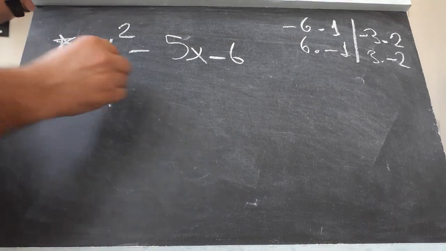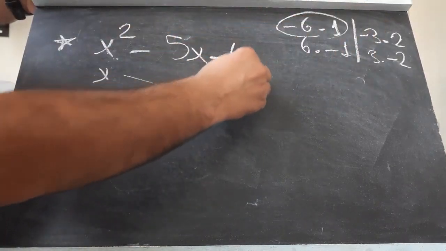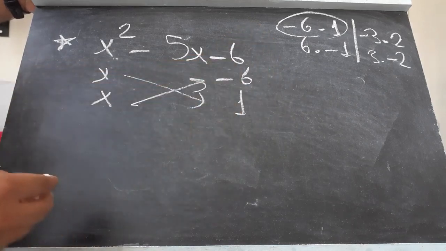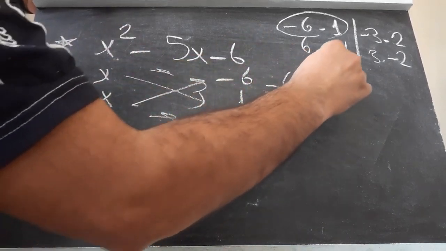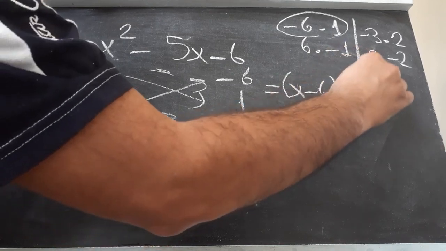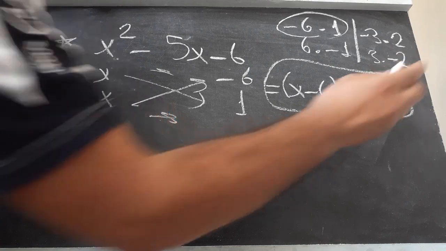Which one is suitable? Cross multiply, add them up. I see that one is suitable: negative 6, 1. So now correspondingly, that will give you (x - 6)(x + 1). That is my final answer.